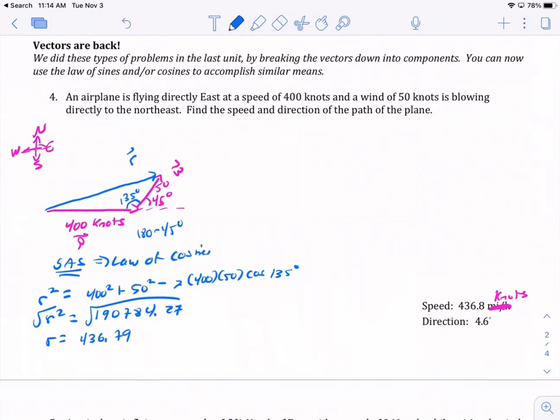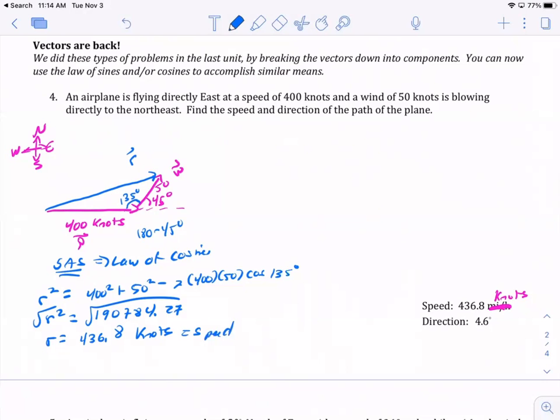Oh, I didn't do it in my calculator. I got 436.78. Good. And I'm just going to round it to the nearest tenth here. So it's 436.8 knots. That's the magnitude, right? That's its speed. Okay, so this is the speed.